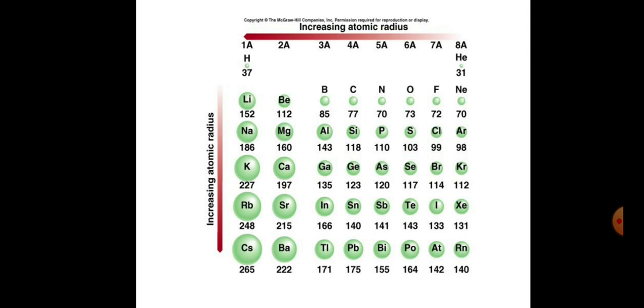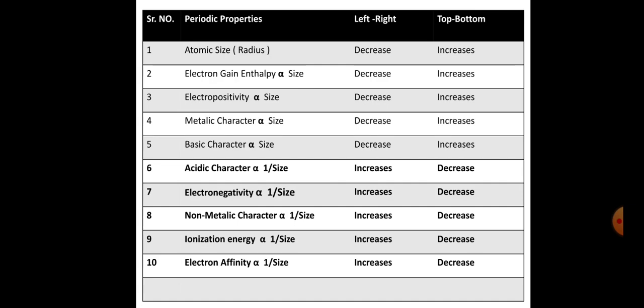These are the elements. You can see the size follows the same trend: it increases from top to bottom and decreases from left to right. These are the trends. I have chosen 10 important periodic trends from which the most likely questions would be asked. First is atomic size, which has already been discussed. The atomic size of elements decreases from left to right and increases from top to bottom.